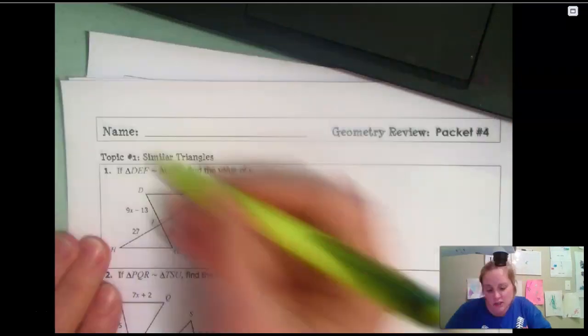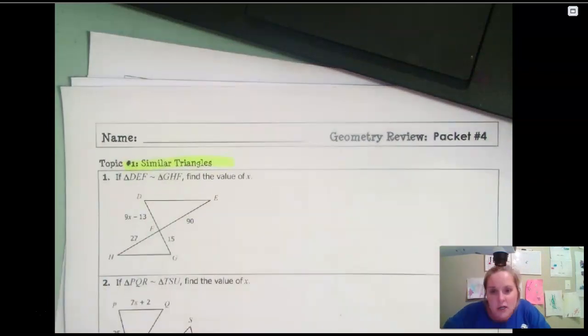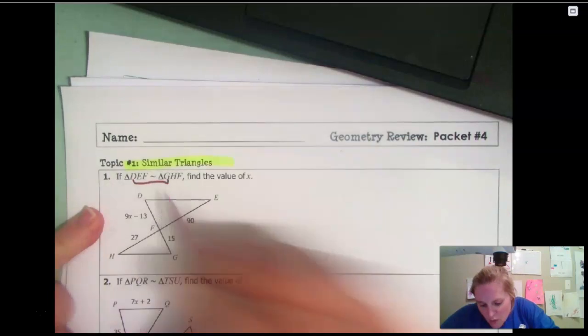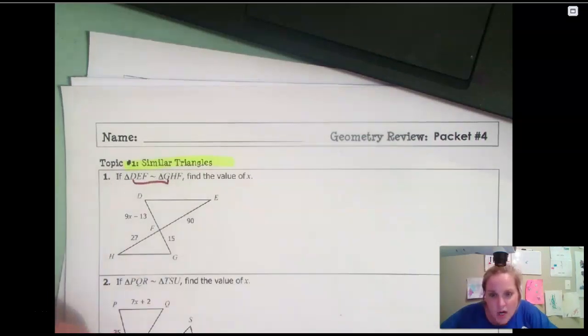The first thing is about similar triangles. Remember that the biggest thing that you need to remember with similar triangles is that they correspond. The letters correspond with the other one.